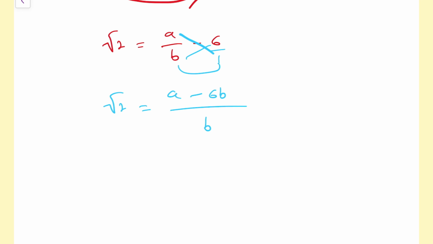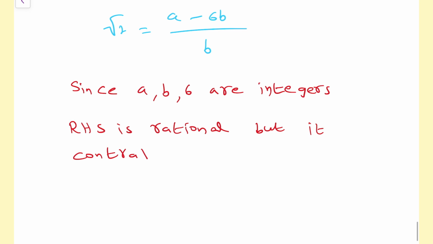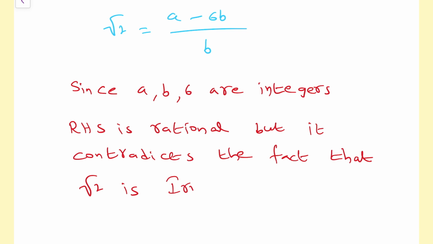Now on the right side, if you observe a, b and 6. Since a, b, 6 are integers, RHS is rational, but it contradicts the fact that root 2 is irrational.